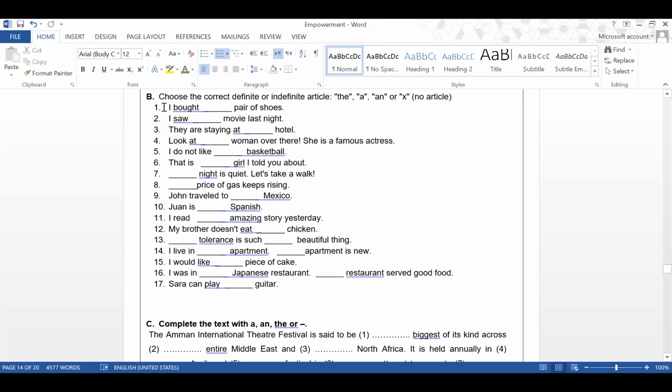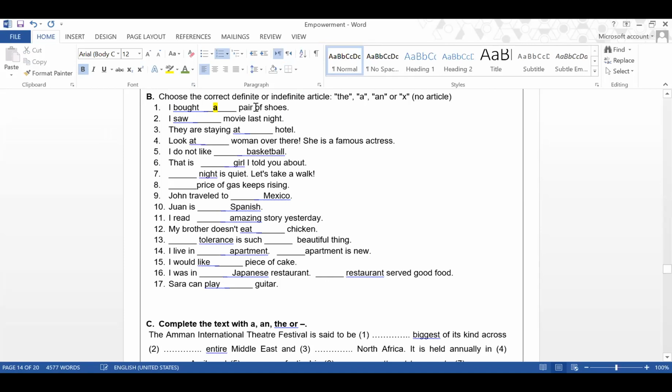Let's try this exercise. Let's do at least 5 of them. Okay, who would like to help me with the first one? I bought a pair of shoes. Why? Because it's singular.